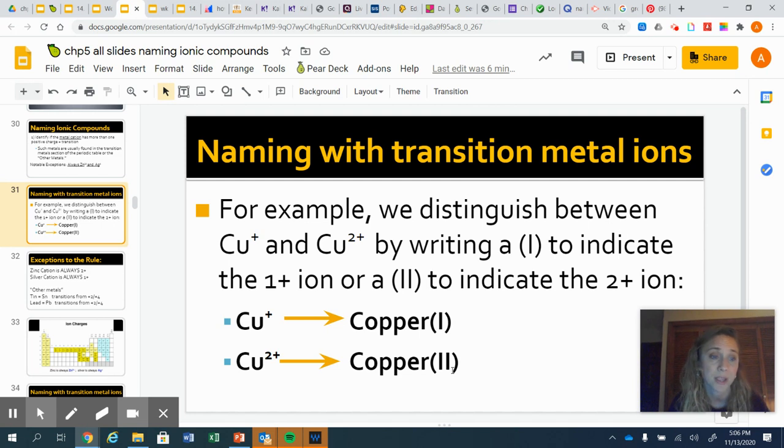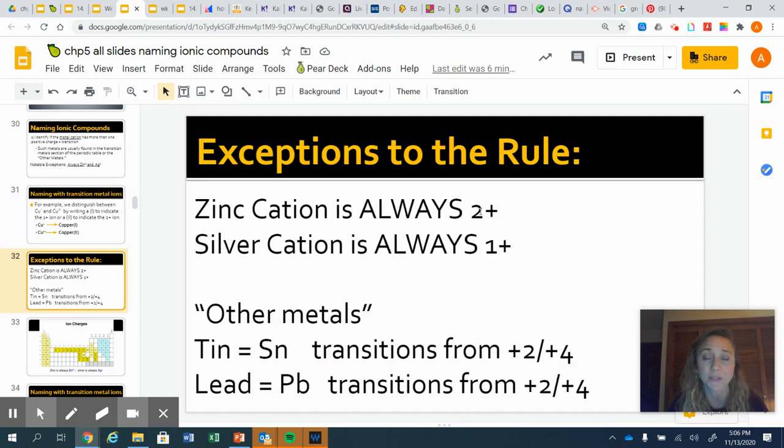Notable exceptions, zinc and silver. Zinc is always +2. We never use a Roman numeral on zinc because we don't need to. It's always +2. We never use a Roman numeral on silver because that cation is always +1. Occasionally you might see it, but it's not actually what chemists do. So here are your other exceptions, of course. Tin, Sn, +2 and +4. Those are other metals that also are going to transition, along with lead, which could be +2 or +4.